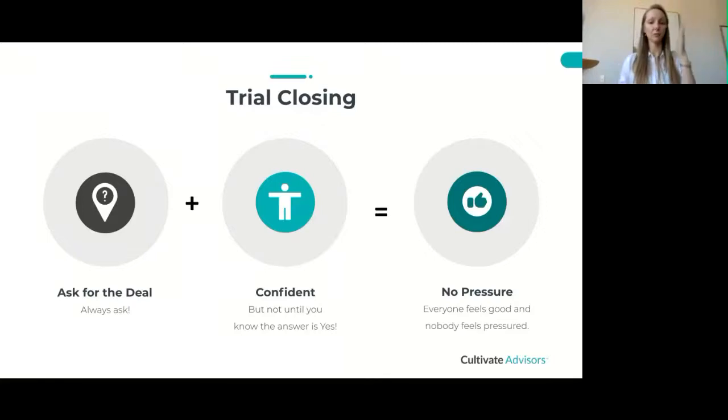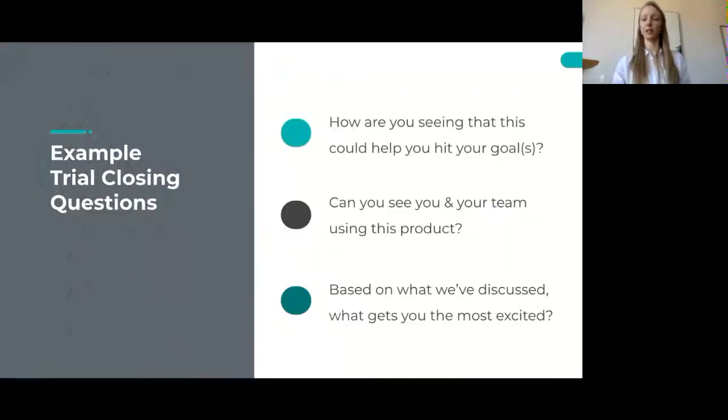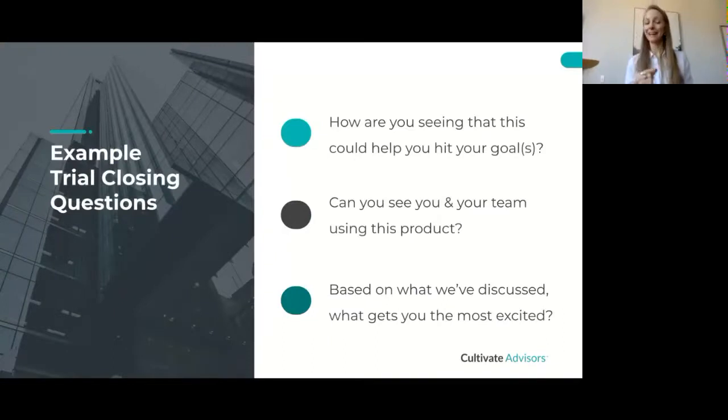You always ask, we don't miss that piece. We're also super confident at the end that they're gonna say yes based on how we approach it. So let's talk about trial closing so that, again, we don't have that pressured feel at the end. So here's some examples of trial closing questions, and Angie started sharing some as well.